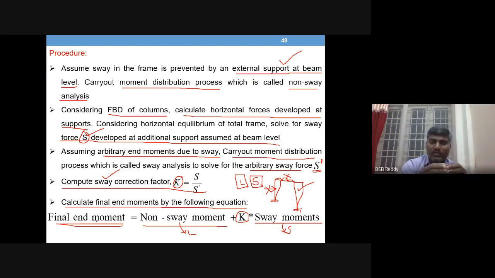This way, you can make it simple for the moment distribution method procedure, right? So this is how we deal with sway frames, right?